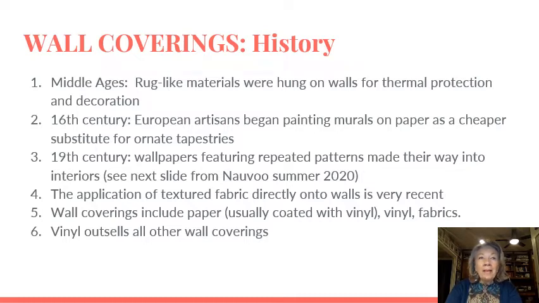Number 4, the application of textured fabric directly onto walls is kind of a recent thing that we are doing. Wall coverings, including paper, are usually covered with vinyl. And then vinyl today outsells all other kinds of wall coverings. As you know, today most walls are covered with paint or tile or wood, but adding fabric onto the walls or wall coverings gives the room certainly a soft, warmer atmosphere.